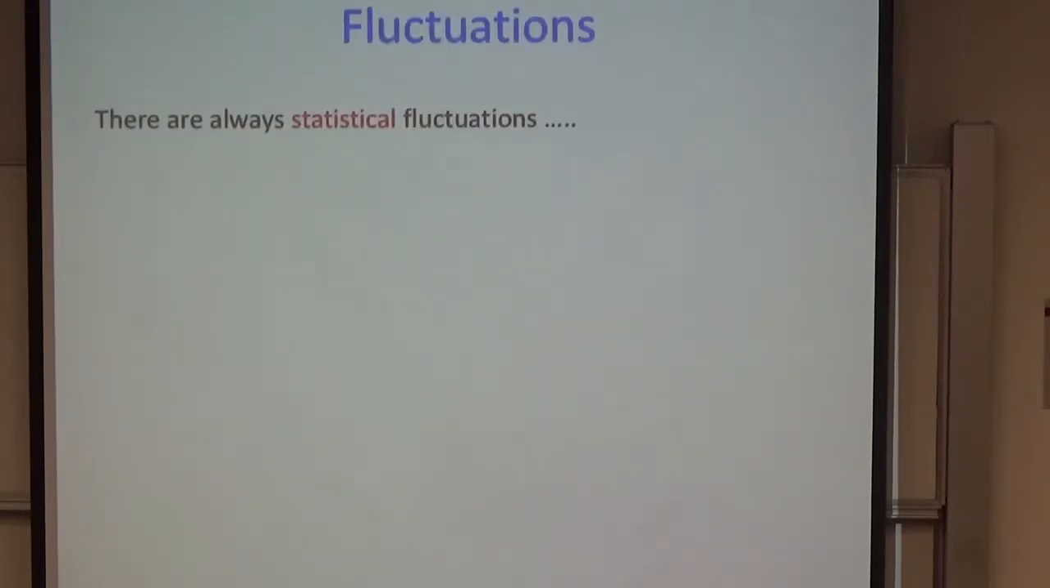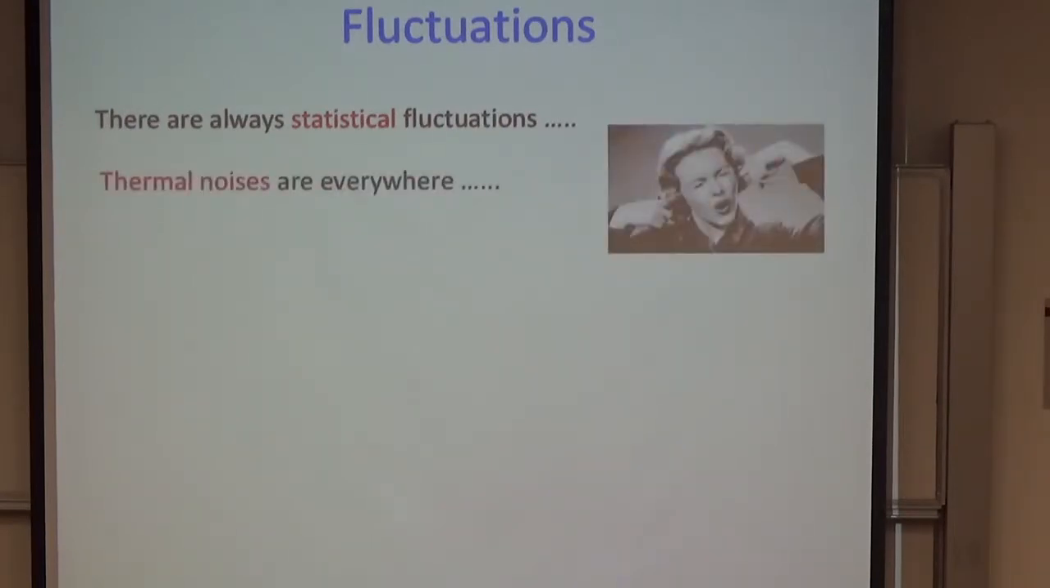But there are always fluctuations. There are always statistical fluctuations. There's fluctuation in this room. The room temperature fluctuates. The air density fluctuates, etc. Even though this is the kind of thing we want our students to forget when we teach them thermodynamics, there are always fluctuations. And there is always thermal noise. Thermal noise is everywhere. If you just take a piece of wire, you can measure the thermal current noise. So the fluctuations are everywhere.